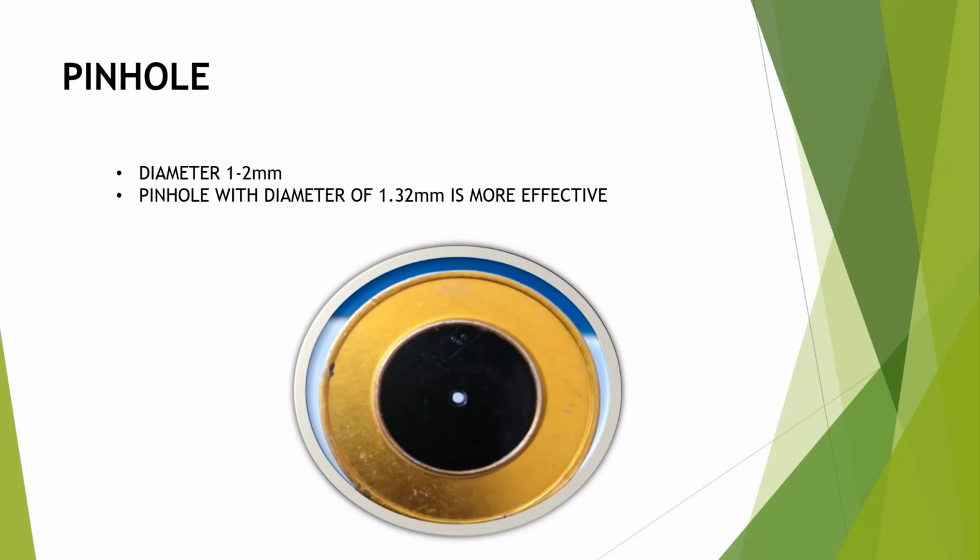Pinhole of 1.32 mm is more effective. It gives a clue about maximum visual acuity that the patient has. It can also be used to check visual acuity in dilated pupil. In this case, the pinhole compensates for the inability to constrict the pupil, assisting the eye to attain retinal image similar to that of undilated pupil.